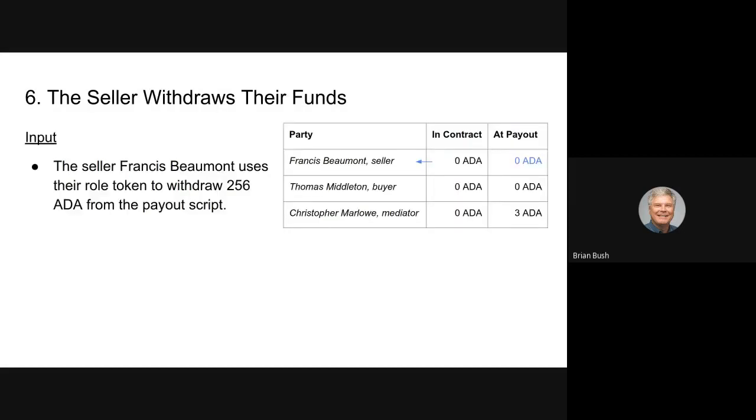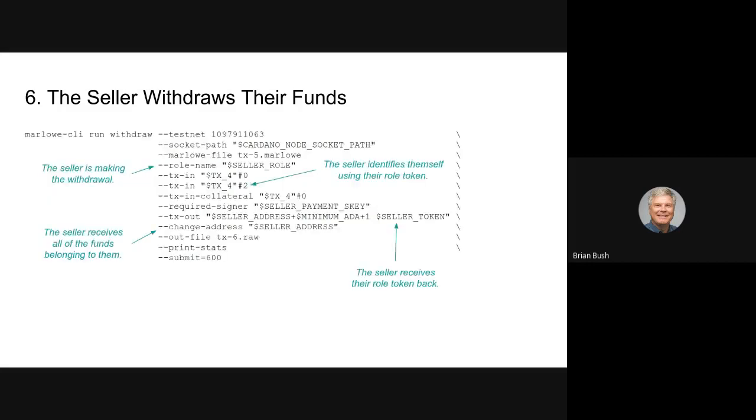So anyway, what we have here is the final cleanup steps of running the contract. The seller is going to withdraw their funds. So they're pulling out their 256 ADA to their address. And this uses a different command in Marlowe CLI. This is the withdrawal command. It's very similar to the other ones, but maybe a little bit simpler. You just, once again, tell it which network you're on, which transaction you're operating on, who you are.